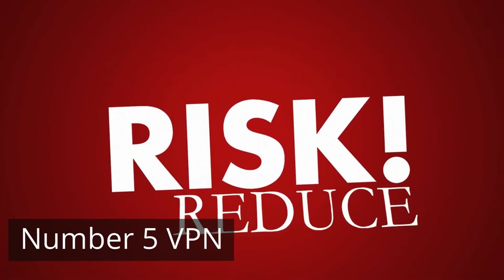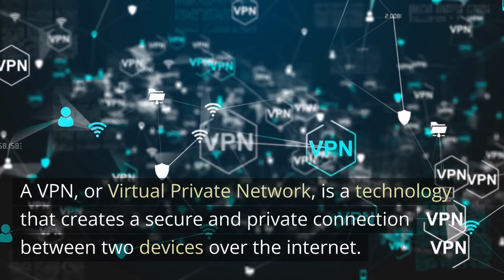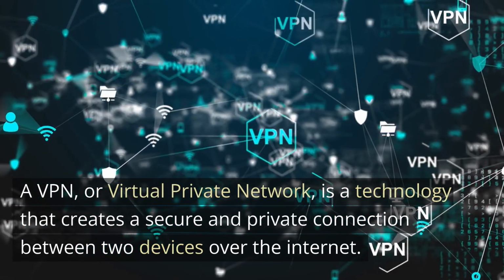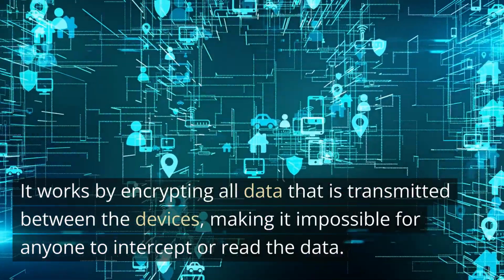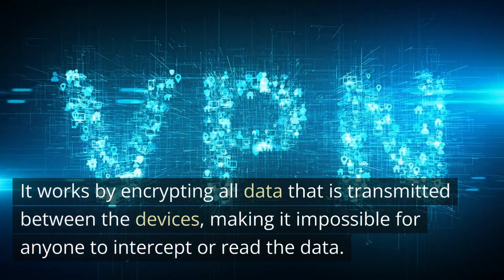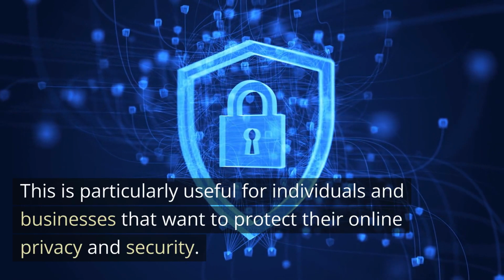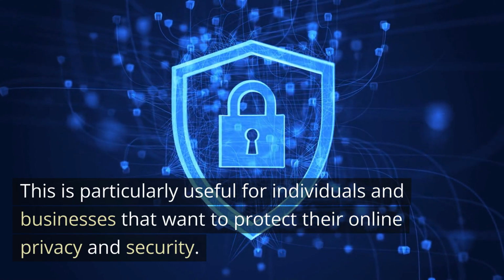Number 5. VPN. A VPN, or virtual private network, is a technology that creates a secure and private connection between two devices over the internet. It works by encrypting all data that is transmitted between the devices, making it impossible for anyone to intercept or read the data. This is particularly useful for individuals and businesses that want to protect their online privacy and security.